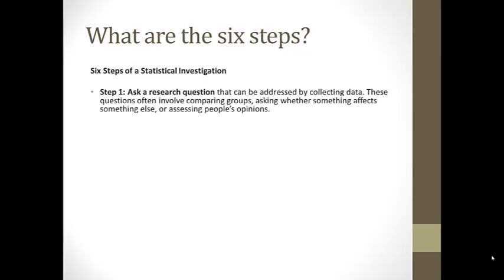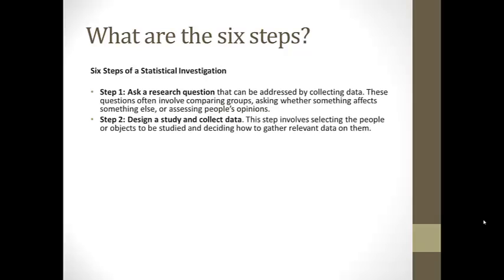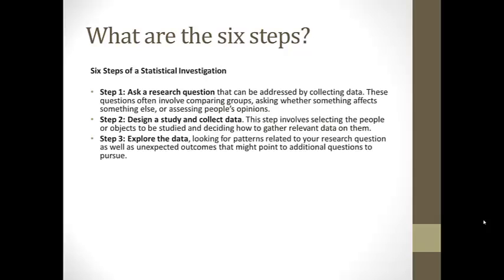The first step of a statistical investigation is to ask a research question that can be addressed by collecting data. These questions often involve comparing groups, asking whether something affects something else, or assessing people's opinions. The second step is to design a study and collect data. This step involves selecting the people or objects to be studied and deciding how to gather relevant data on them.